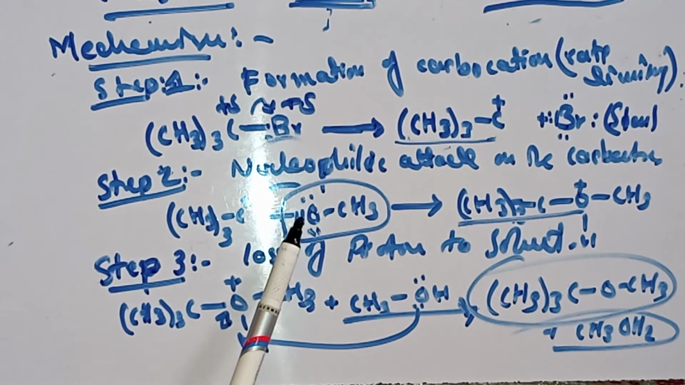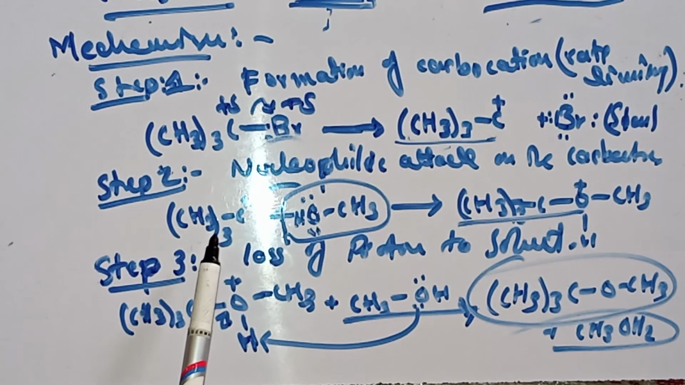When the nucleophile is weak, the reaction will occur very well. A poor nucleophile will give a very high rate, a very high speed of the reaction. And in the third step, loss of proton, when a neutral solvent or neutral nucleophile is used, the third step will be required. In the third step, loss of proton will occur.